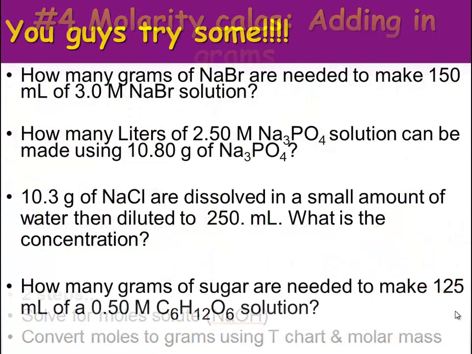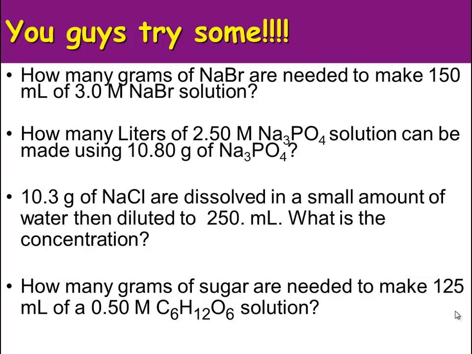These are all on your companion worksheet. Make sure when you're working your way through there, you have the right units, you set it up properly, you get the correct molar masses, and you have the right significant figures. So pause the video now, and when you're ready to see the answers, hit play again.